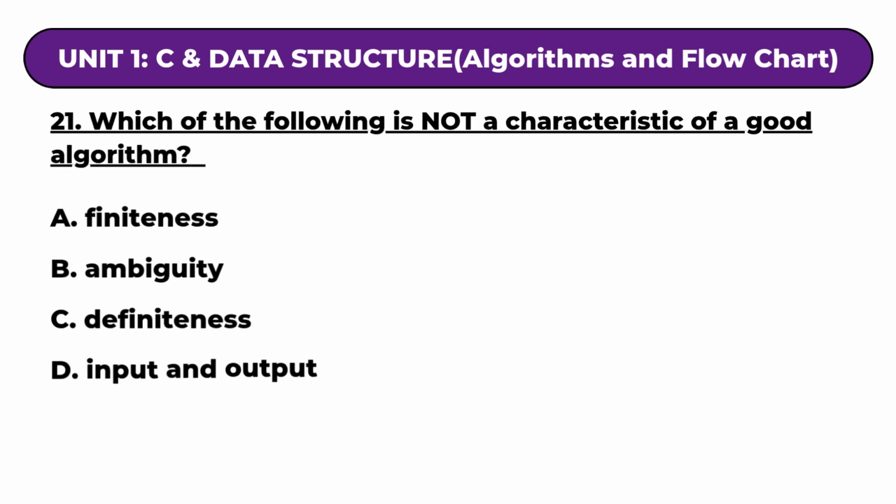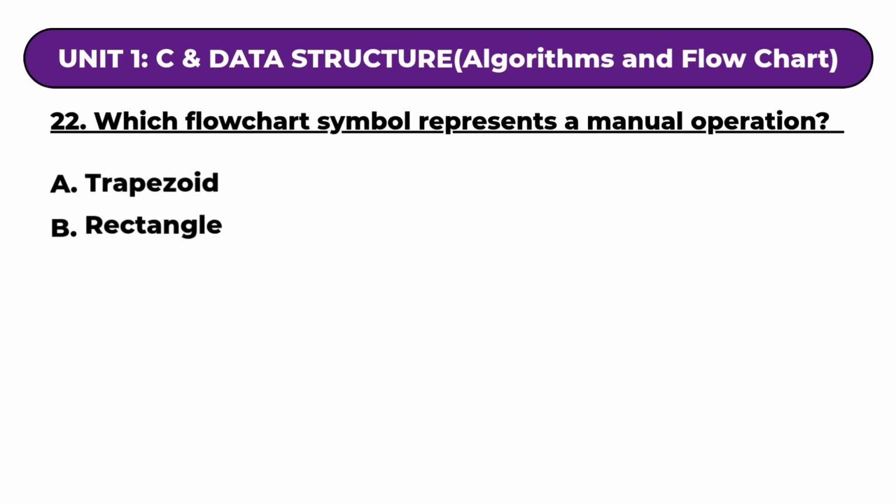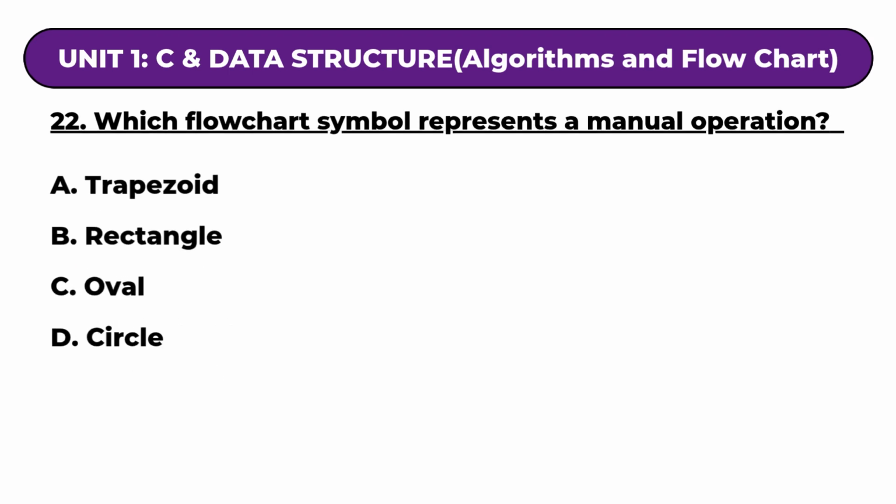Which of the following is not a characteristic of a good algorithm? A, finiteness. B, ambiguity. C, definiteness. D, input and output. Correct answer? B, ambiguity.